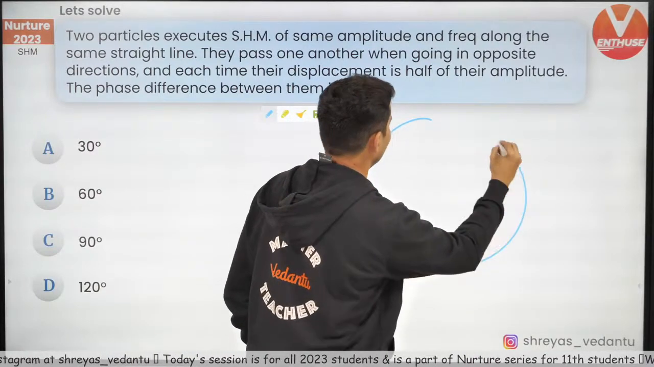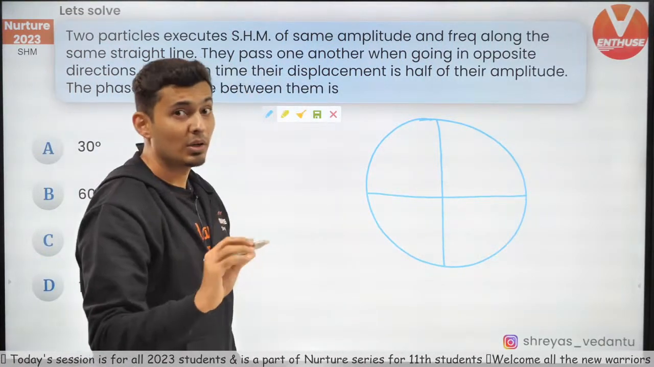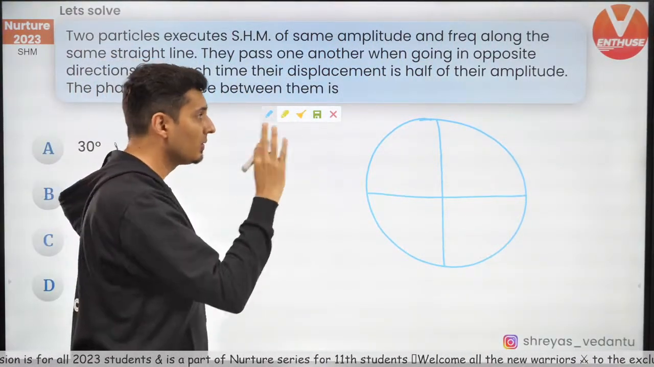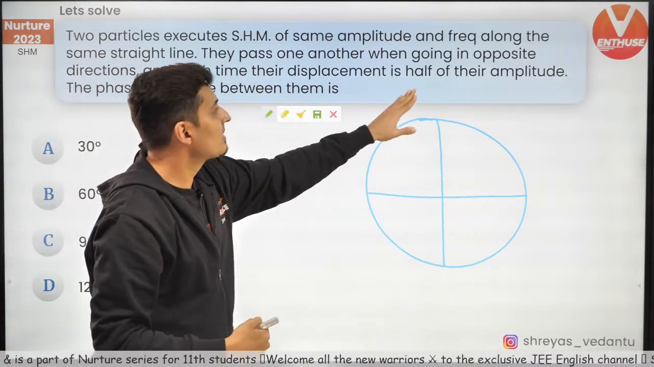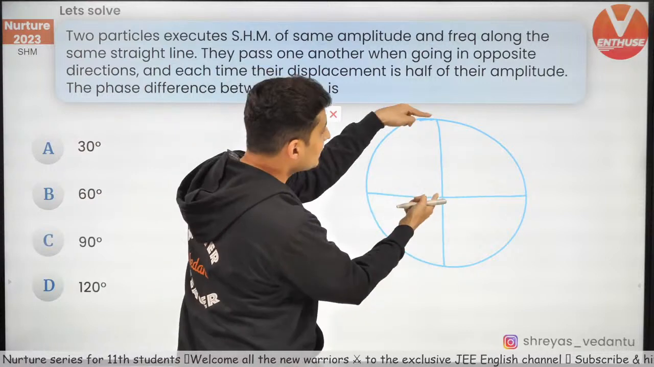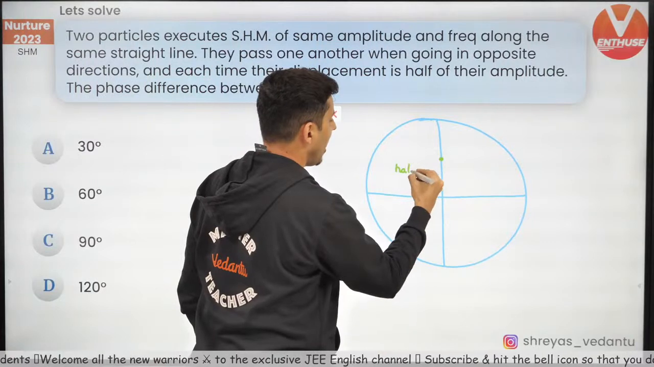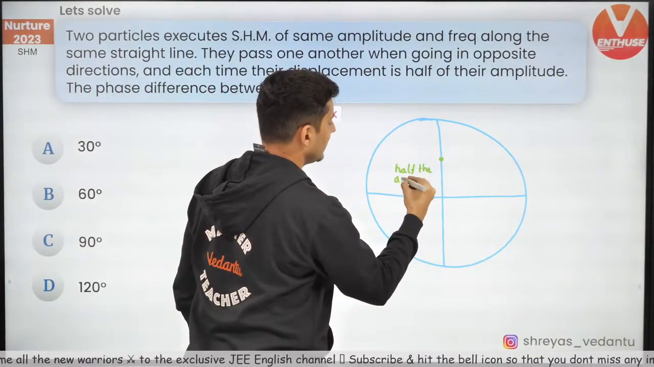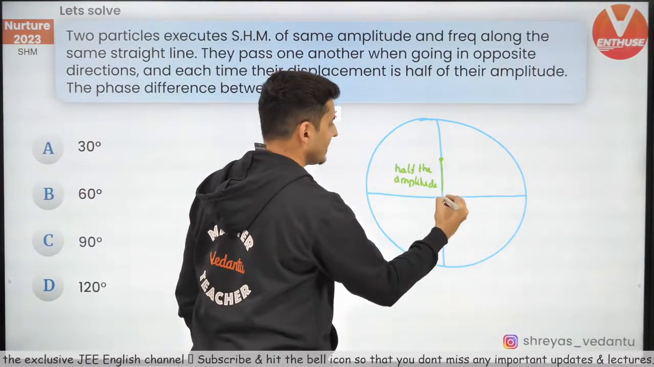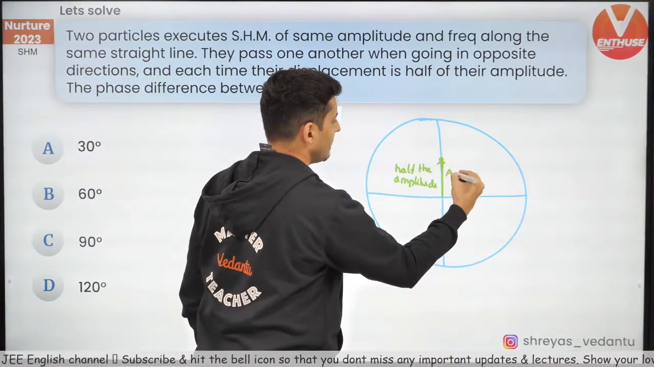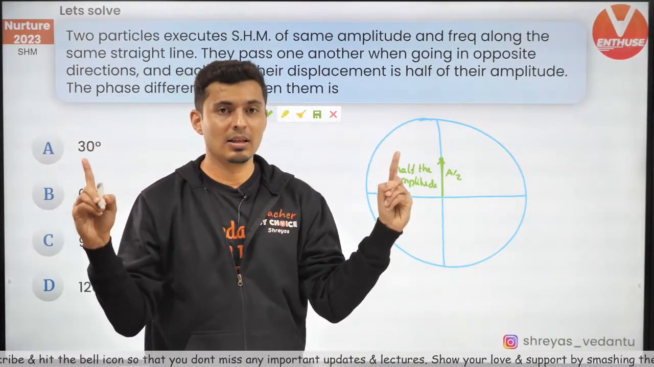Alright, let's draw the phasor diagram. The horizontal line, the vertical line. What did I tell you? We are not going to do much of equations, it's more of diagrams today. They cross each other when the displacement is half the amplitude. So this is the amplitude, half the amplitude is over here. This point is basically half the amplitude. That's what this point represents. Now, if that's the case, this length will be A by 2. So, if there are two SHMs, there will be two phasors.